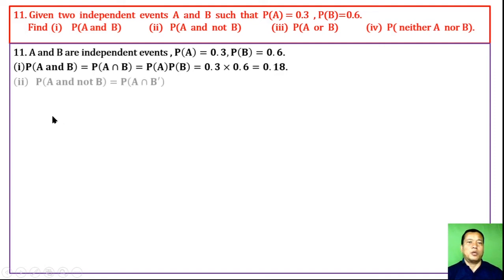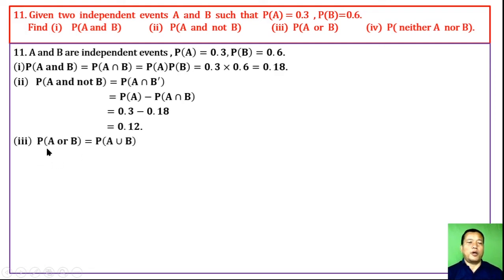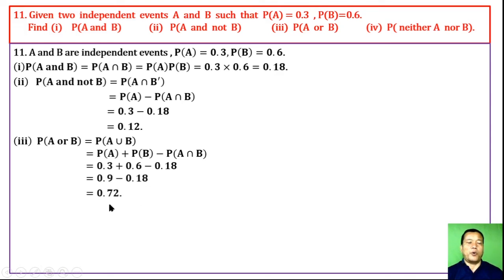we get 0.18. For Roman number 2, P(A and not B), in symbol P(A intersection B complement), which is equal to P(A) minus P(A intersection B). P(A) is 0.3 and P(A intersection B) is thus found out 0.18. Subtracting, we get 0.12. For Roman number 3, P(A or B), which is in symbol P(A union B), expanded, we get this, put their respective values, and we get 0.72.